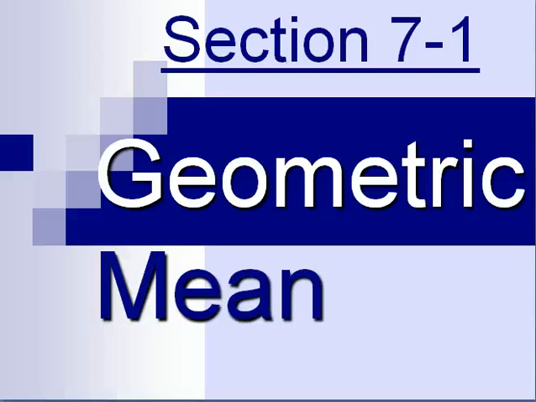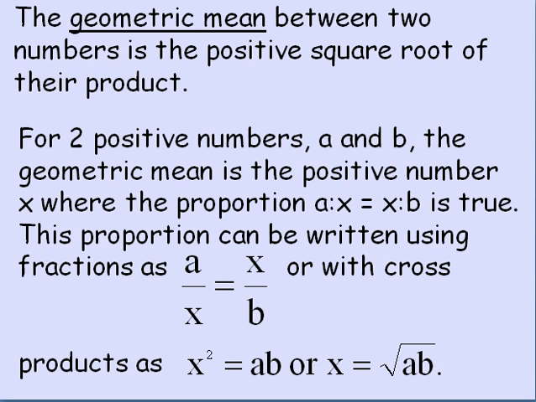Hello everybody and welcome to section 7.1, geometric mean, and we're also going to talk about altitudes of right triangles. Geometric mean between two numbers is the positive square root of their product.